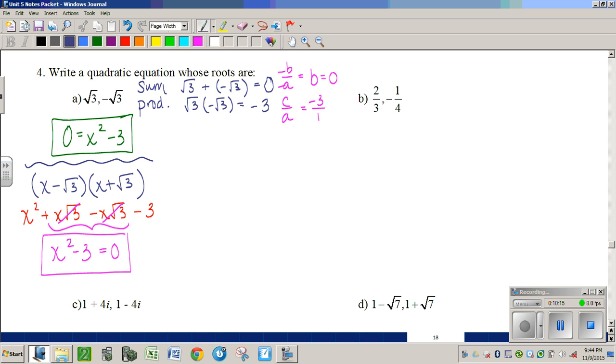So on part B here, if you want to find the sum and the product, one of the things that you need to remember about finding the sum using fractions is that anytime you add or subtract fractions, you need a common denominator. So we're going to take 2/3 and we're going to add a negative 1/4. So common denominator between 3 and 4. Nice, 12. Okay, so we'll multiply this by 4 over 4, and this one by 3 over 3.